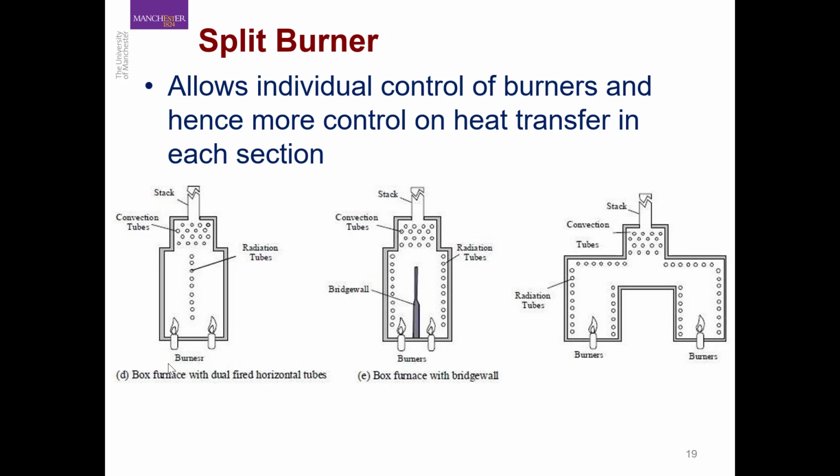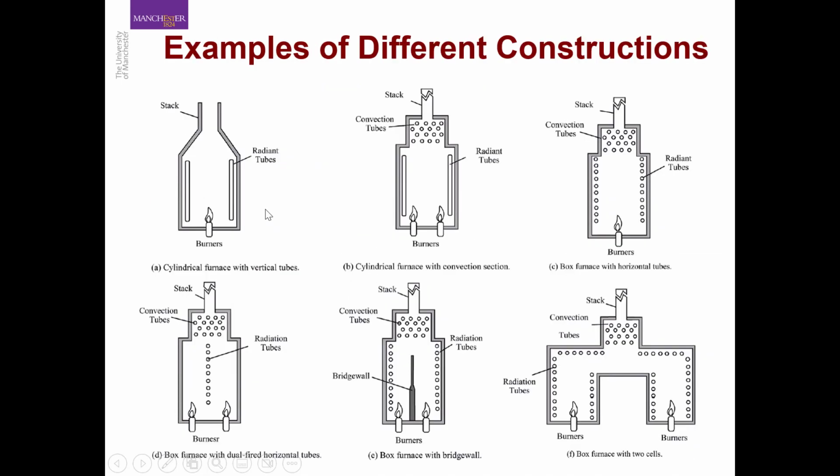So here, for example, you have one configuration where you are using two burners, and these two burners are separated by radiant tubes. The rest of the design is just like a typical box furnace. In the second case, you have a refractory bridge wall between the two burners, and then in the last one here you have actually two different chambers. So here let's look at a couple of different configurations.